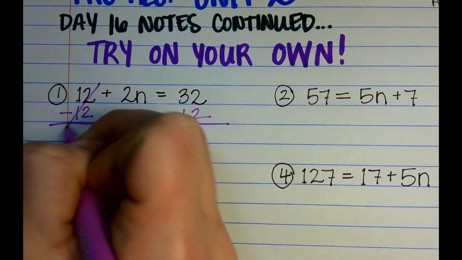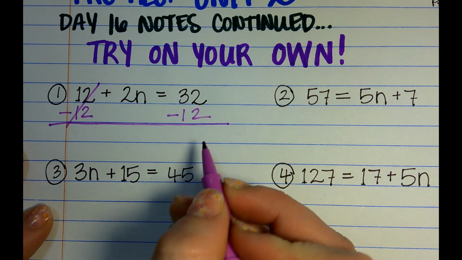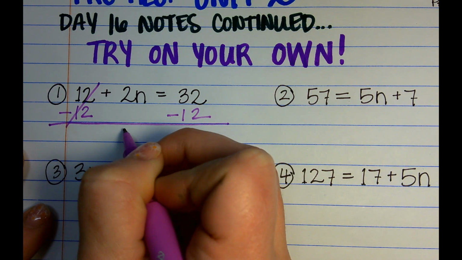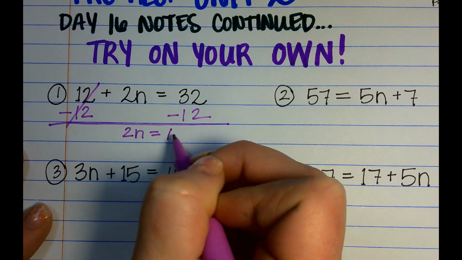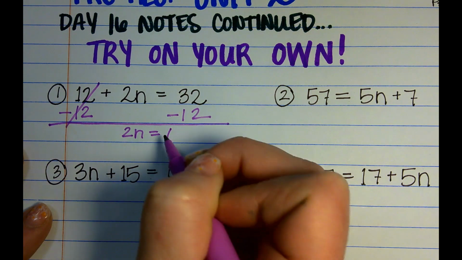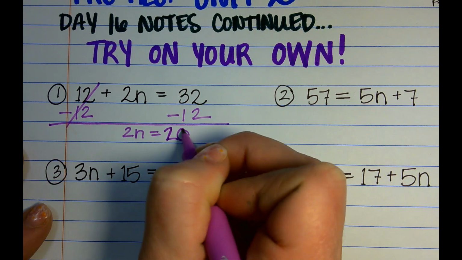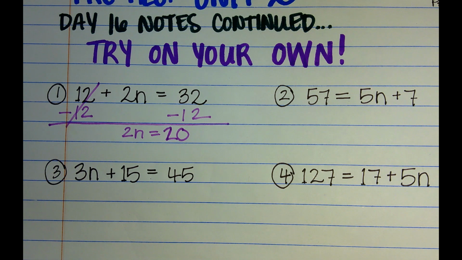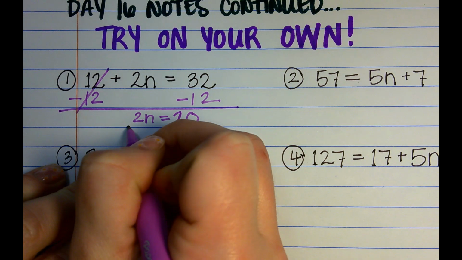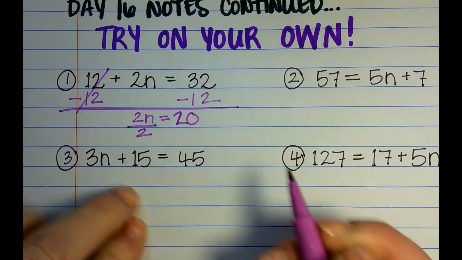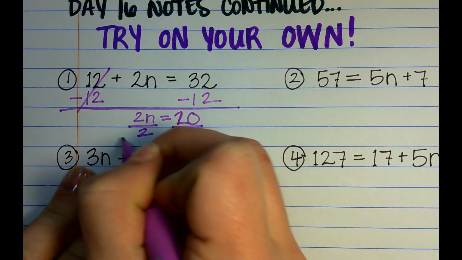So my 12s cancel, and you will have 10. Well, 2n equals 10. Perfect. 2n equals 32 minus 12, is that 10? Is it 20? I think it's 20. Yeah. Hey, silly mistakes, they happen. No big deal. Now, the 2n goes under 2n again, and then you have it under the 20. Perfect.